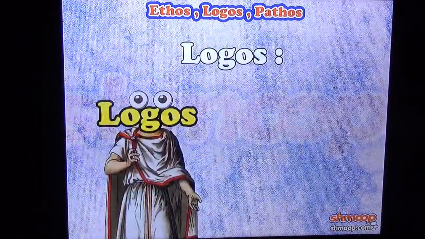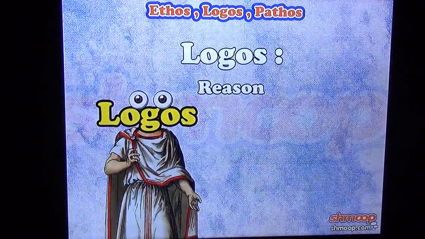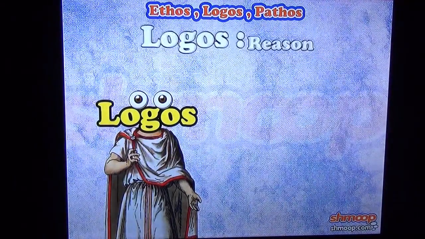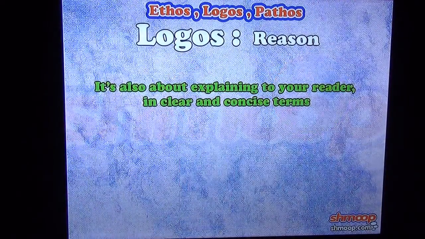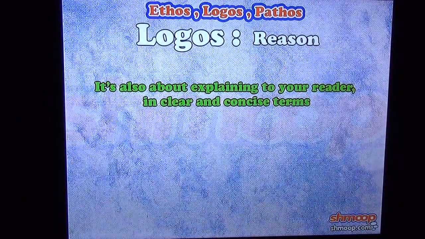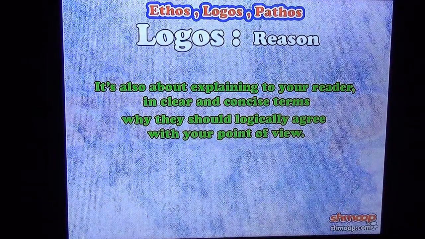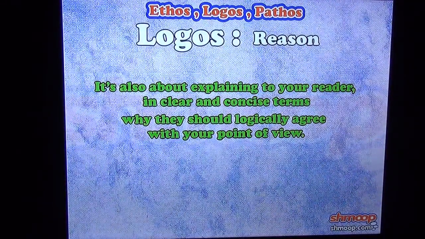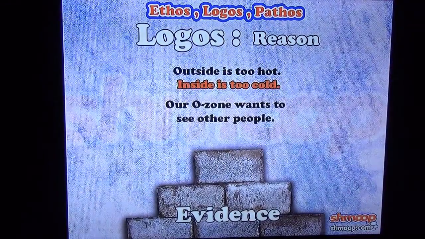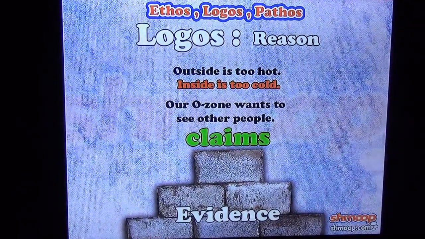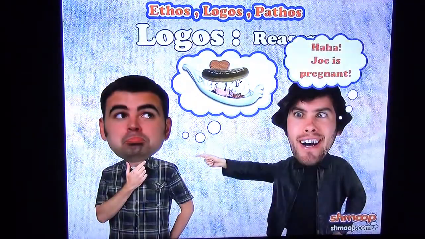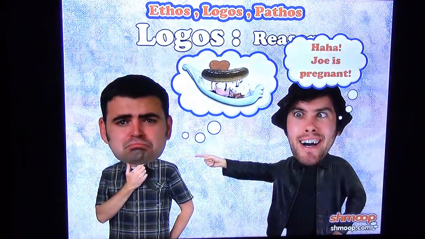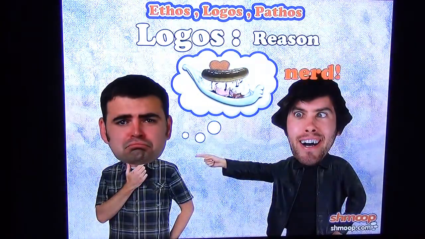And then there's the 3rd and final rhetorical device, logos. Logos means reason, think, logic. Here is where all those aforementioned charts, graphs, and figures come into play. But it's also about explaining to your reader in clear and concise terms why they should logically agree with your point of view. It's about providing concrete evidence to support your claims. If you can make them feel stupid for daring to think anything different, all the better.